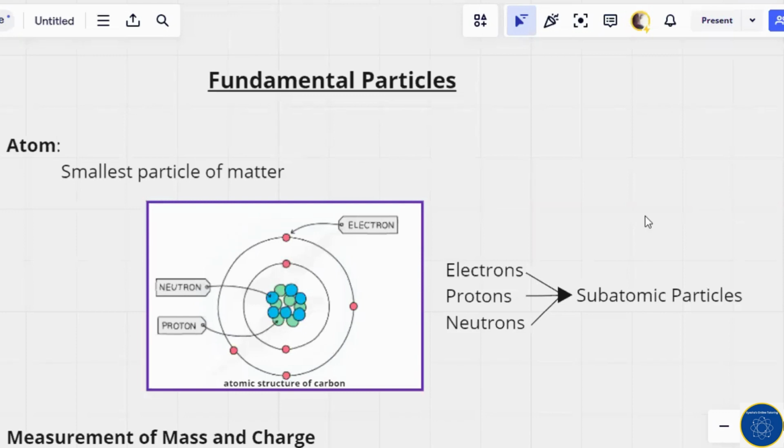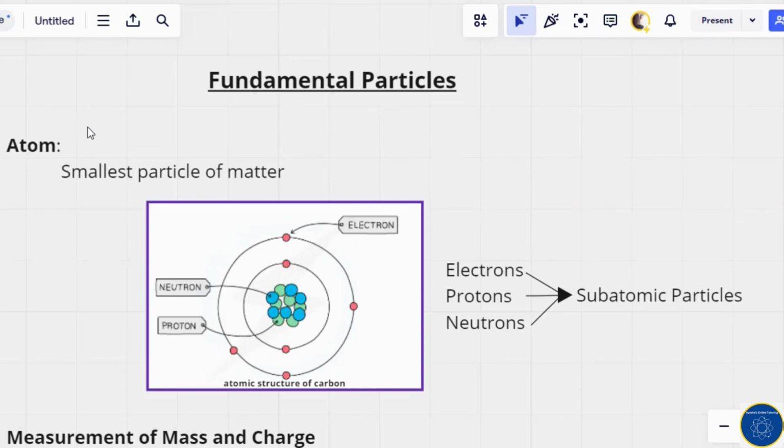Hello students, today we will talk about the fundamental particles. But before discussing what the fundamental particles are, you must have the information about the atom. What is an atom? You know, all matter is composed of atoms, which are the smallest parts of an element that can take part in a chemical reaction.